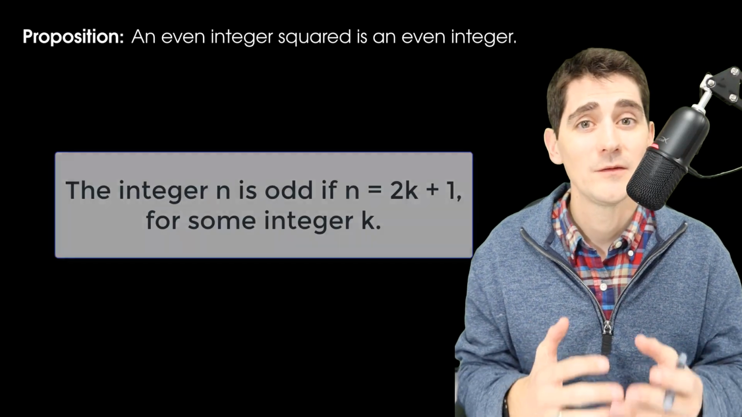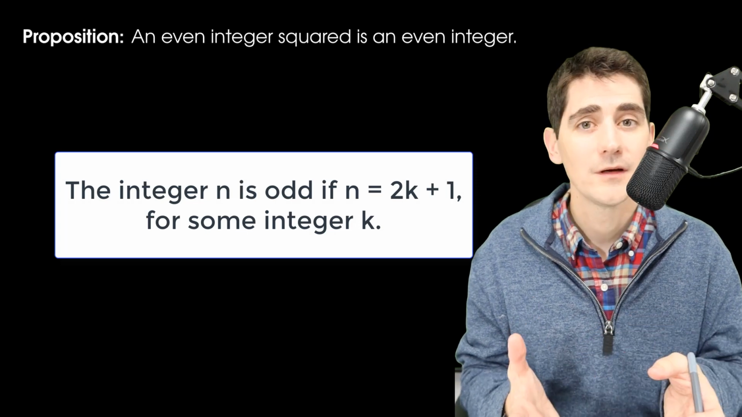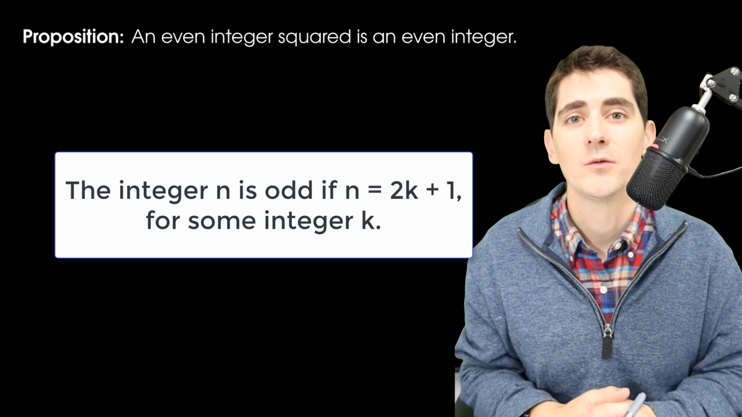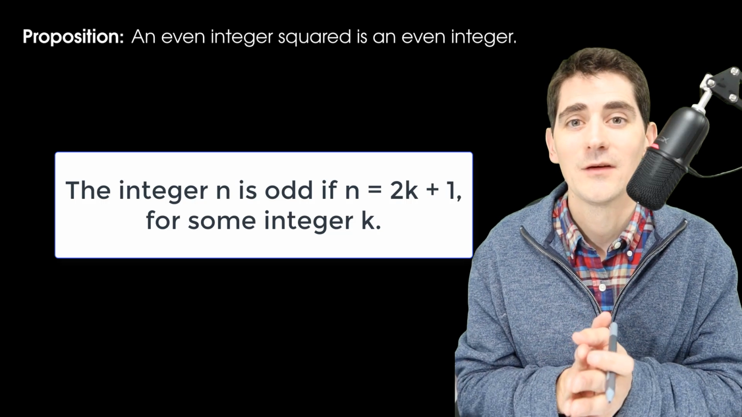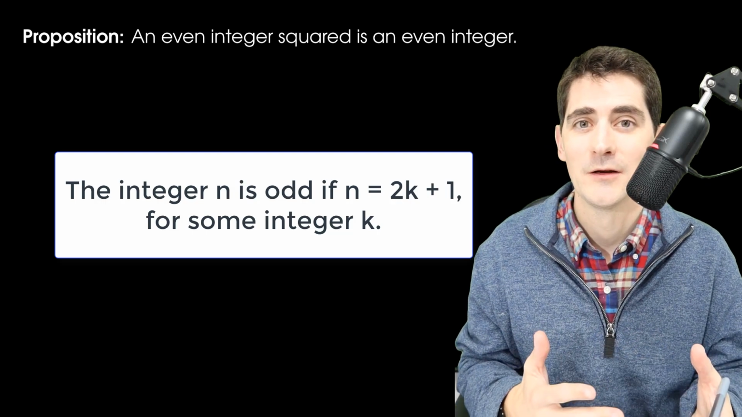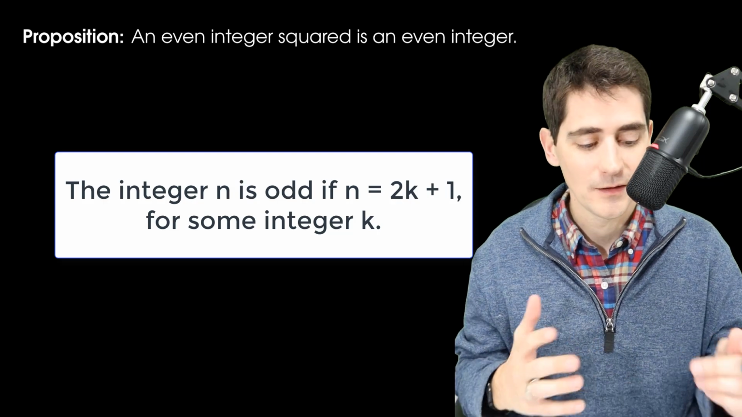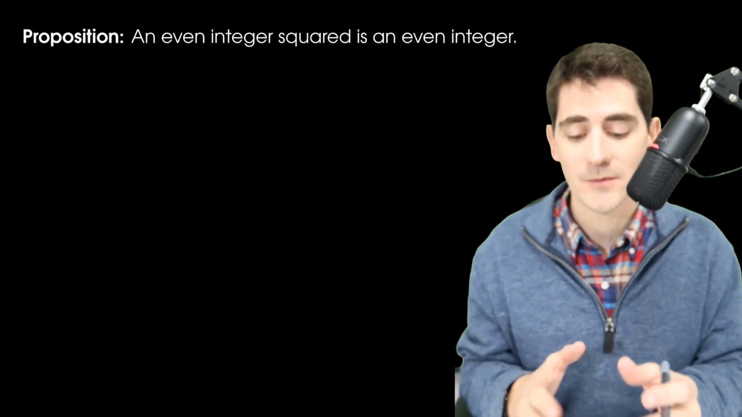In a similar fashion, we can define odd, because if I divide an odd integer by 2, I don't get a clean result. I have a plus 1 remainder. So we'll define an odd integer n if it can be written as 2k plus 1, where k is an integer. In other words, when I divide by 2, I get a remainder of 1. Okay, so we're going to use that fact, the definition of an even integer, to prove our proposition here.